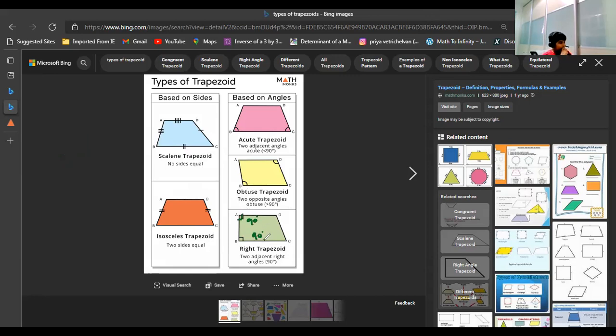Draw the diagram. Draw all the 5 diagrams. Put the heading as acute and draw the pink one. Put the heading as obtuse and draw the yellow one. And put the heading as right trapezoid and do the green one. Please note it down.